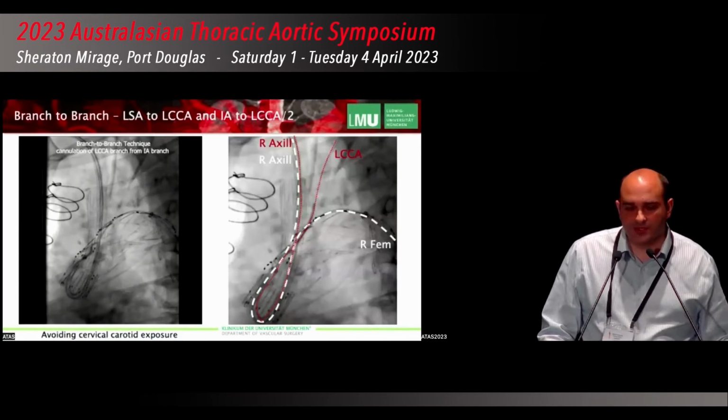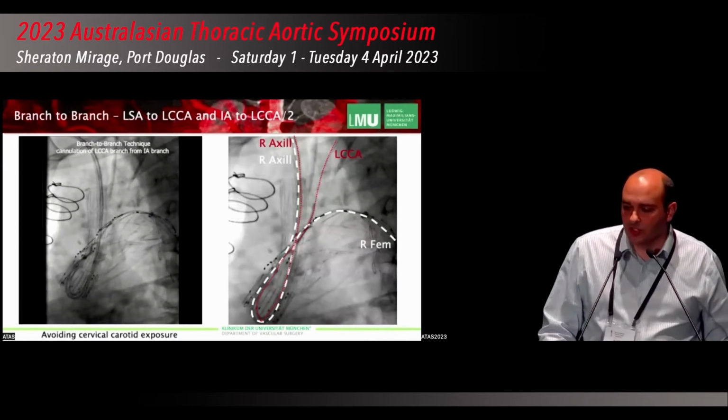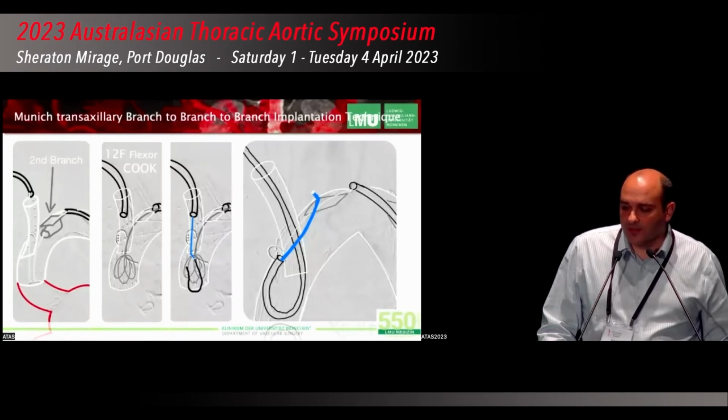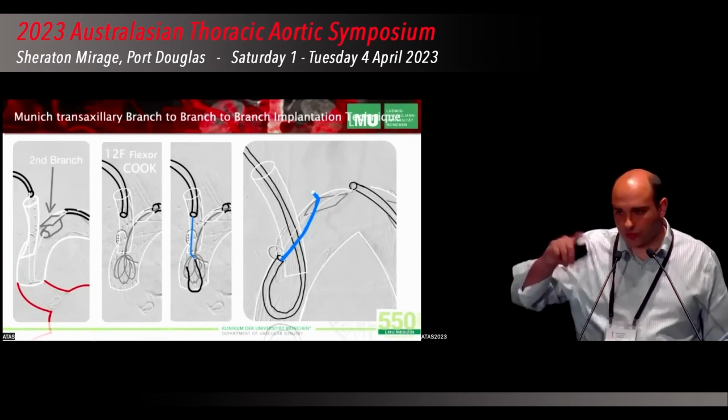And we have changed a little bit our practice. We saw in our experience that exposing the supra-aortic vessels to do the access from above did have some limitations with hematomas, with also nerve injuries. So we have now changed to a transaxillary branch to branch to branch through and through wire, which we do.